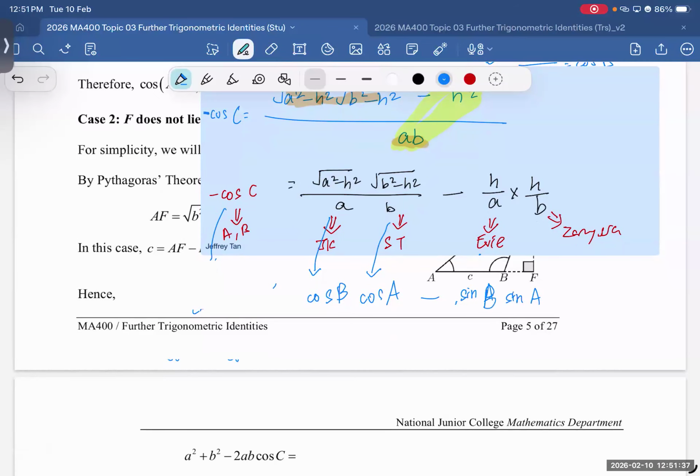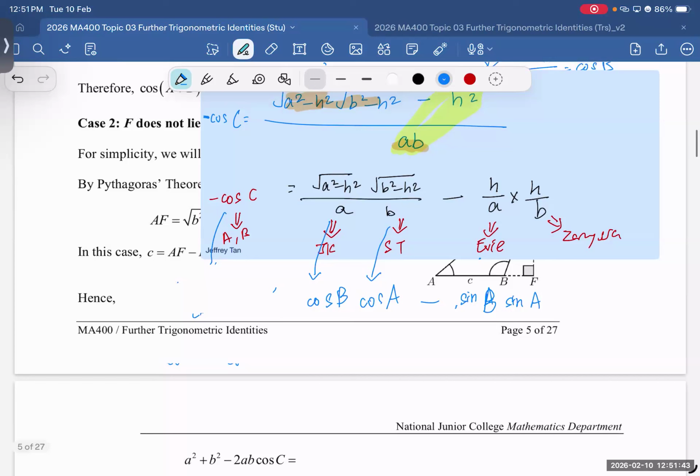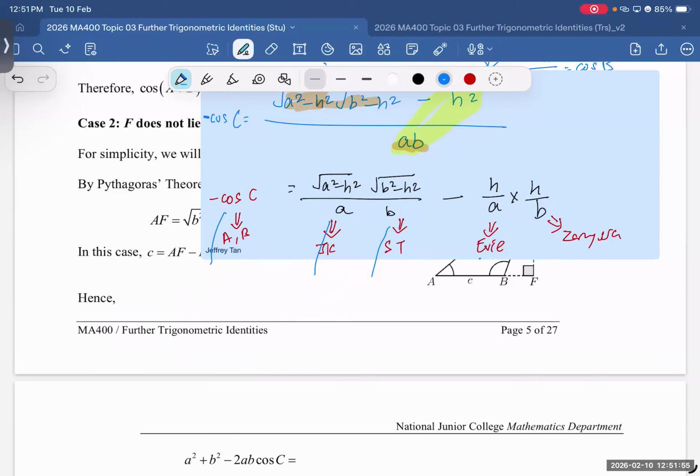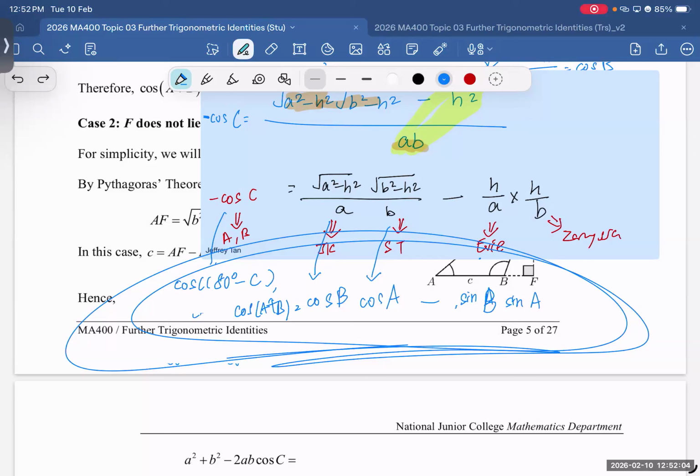So what if I solve for you and see that here, this is none other than negative cosine C, which is the same as cosine 180 minus C. And what's cosine 180 minus C? It's the same as cosine A plus B. What do you see now? This is nothing but the cosine addition formula. Clear so far?